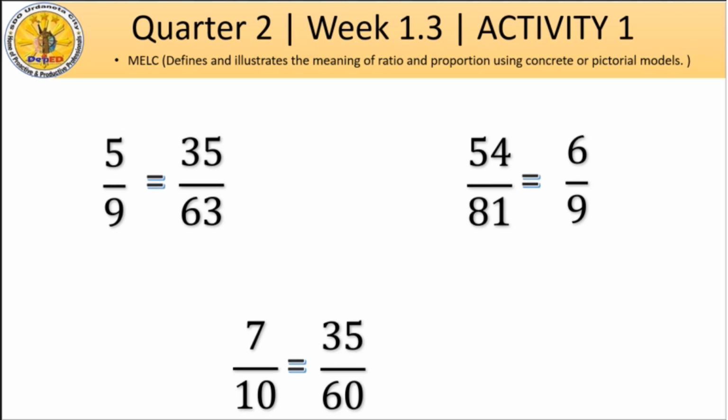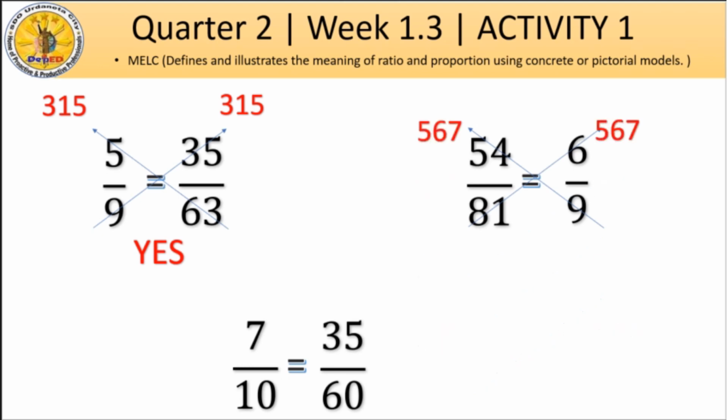We have here three ratio comparisons. Tell whether the comparisons are proportion or not. Type yes if it is a proportion and no if it is not. Pause this video for 2 minutes to answer this exercise. For the first comparison, if we do cross multiplication, 5 times 63 is equal to 315. And 9 times 35 is also 315. Since the products are equal, then it is a proportion. So our answer is yes.